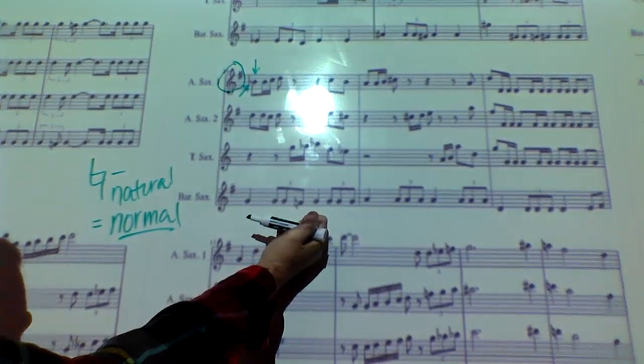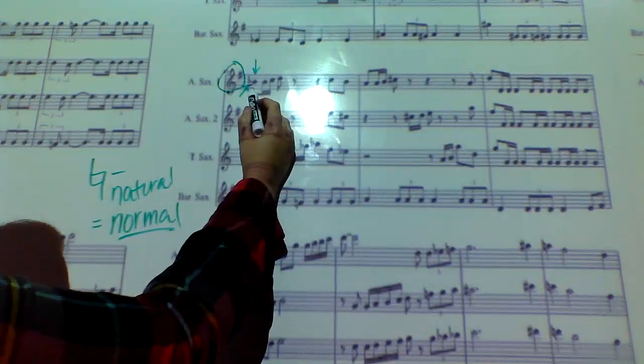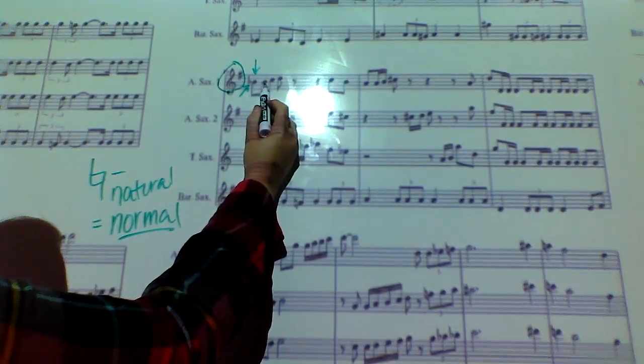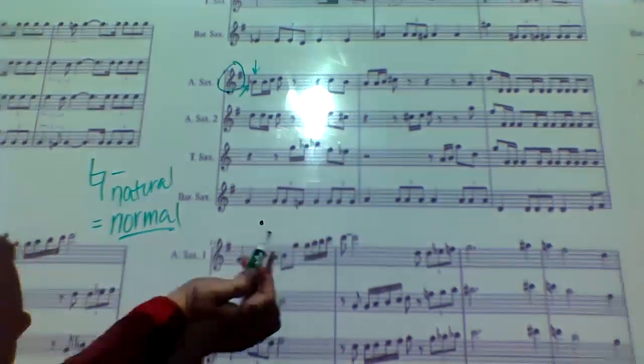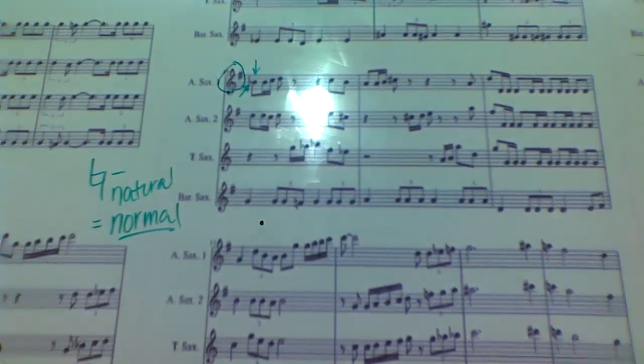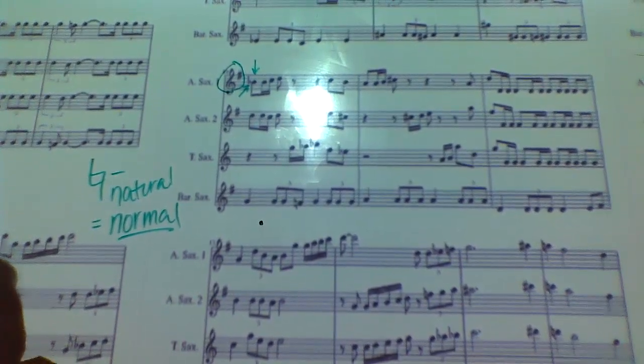But the accidental rule is that that flat would last for the whole measure. So we have a flat right here, and that's going to apply to this B as well. And that's also going to apply to this B as well. That's the accidental rule.